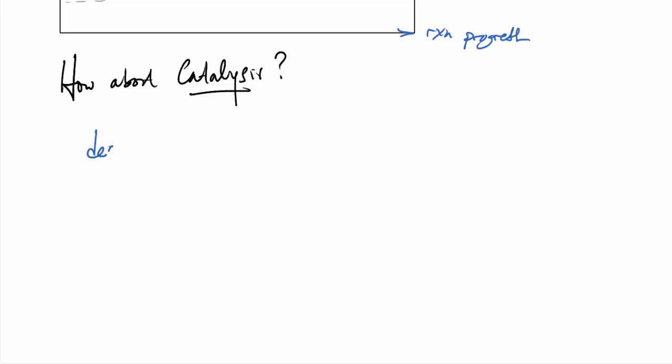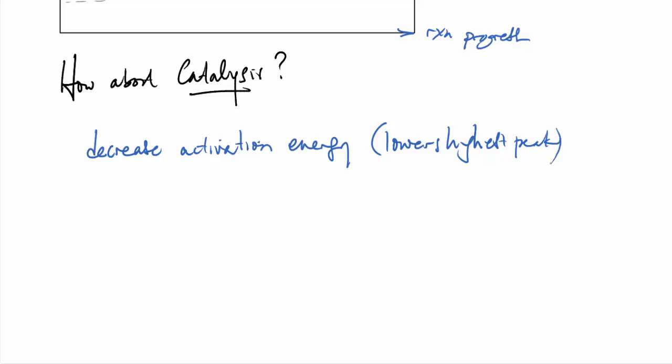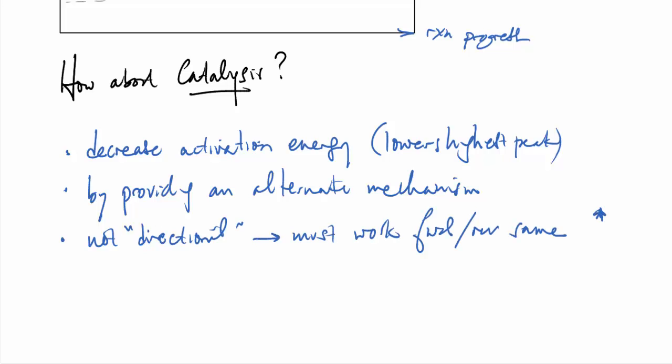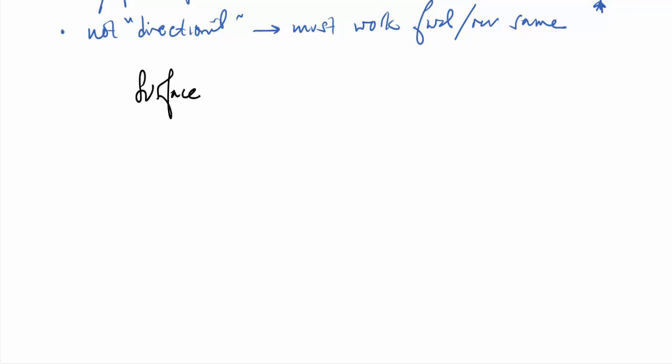So how about catalysis then? What does a catalyst do? It decreases the activation energy and lowers that highest peak on the potential energy graph. It provides an alternate mechanism. It's not directional in the sense that it has to work both forward and reverse in the same way. Remember the conservation of energy law again.